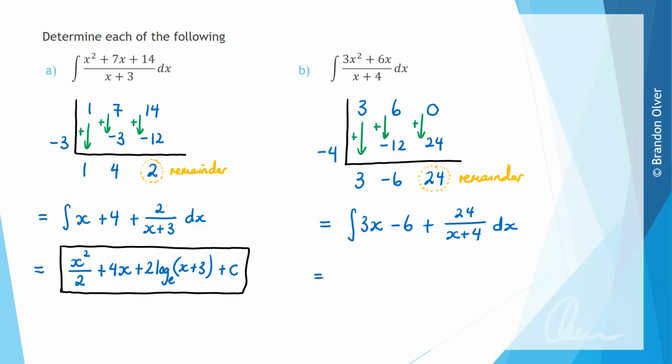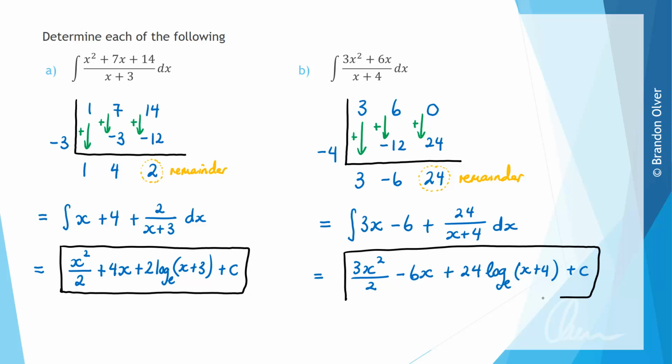So performing that anti-differentiation, we have 3x becomes 3x squared, and then we divide by the new power. Then minus 6 becomes minus 6x, and then we're going to have plus 24 times log e of x plus 4, and then we still have plus c, which is our constant of integration. So that is the answer to part B of this example.